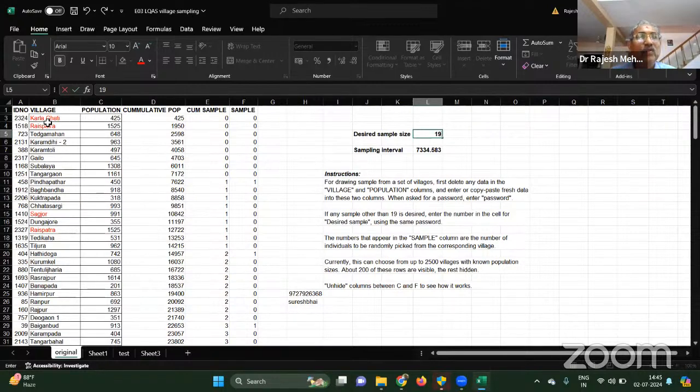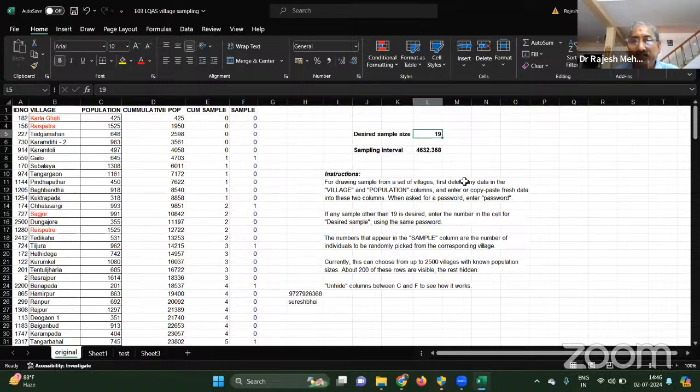So, the first step is you copy and paste your list of unit-wise population over here. Secondly, if any sample other than 19 is desired, enter the number in the cell for desired sample using the sample password. But by and large, you should not change this 19. You keep it because for lot sampling, 19 is an ideal number, which is calculated. You need not do so many things. Only 19 individuals will be sufficient out of, let's say, 10,000, 5,000, or even 1 lakh population, for a suitable calculation.